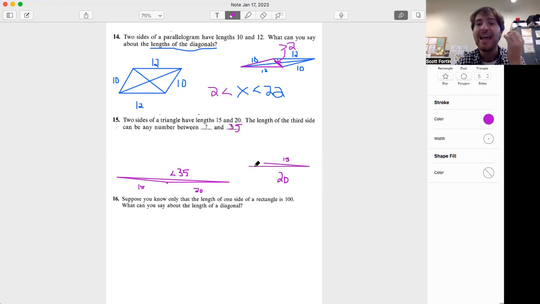What is it going to be? Well, it has to be at least 5, because remember, connecting these two points is 20 units. So if I leave this line segment here, I need more length here. So this length needs to be greater than 5. Okay, so we've got 5 here. Any number between 5 and 35.